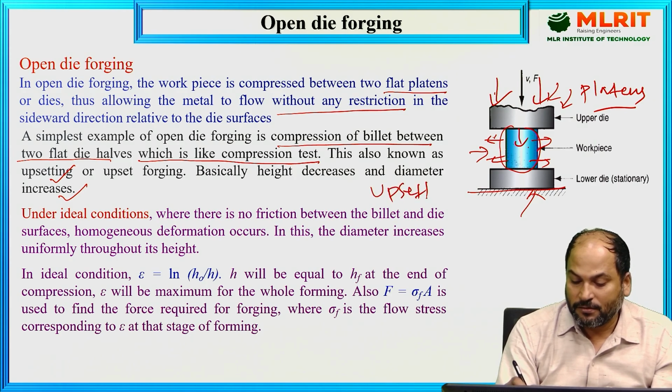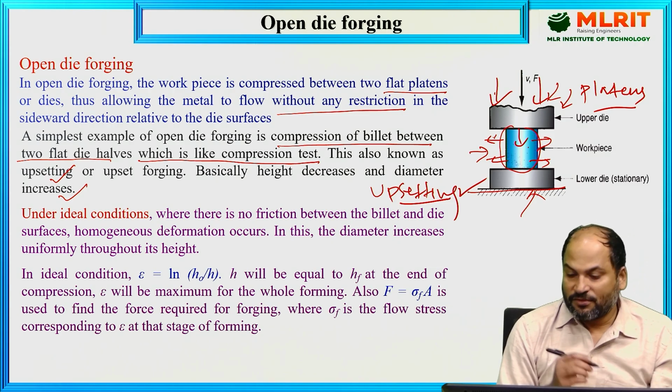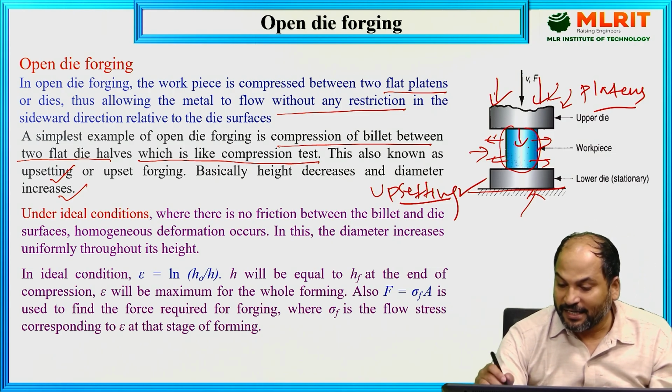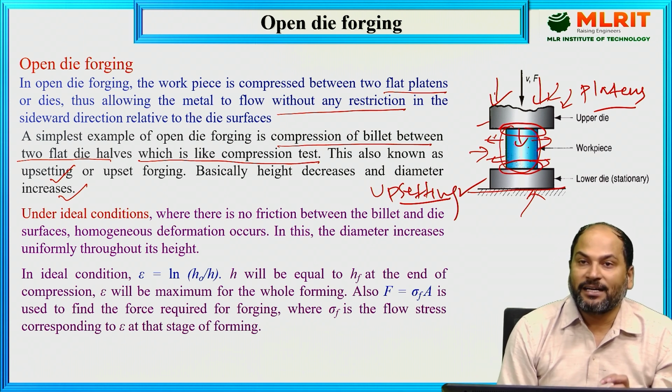Upsetting, this is also known as upsetting. Under ideal conditions, what is the meaning of ideal condition? An ideal condition means wherever this platen or die is in contact with the workpiece, there is no friction. Here there is no friction, here also there is no friction. This is known as ideal condition.